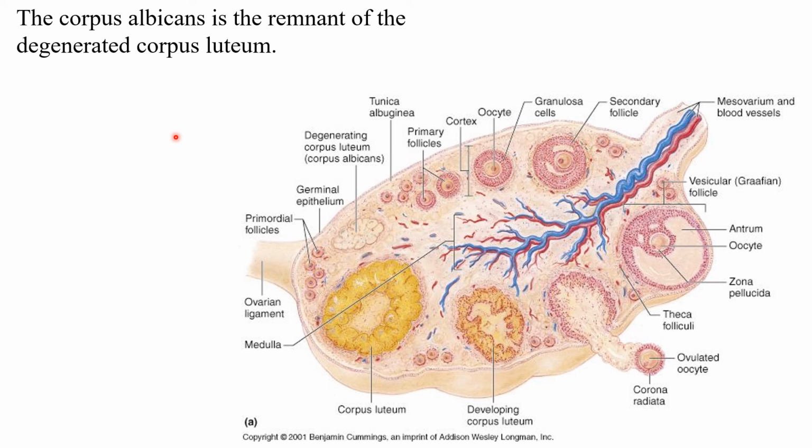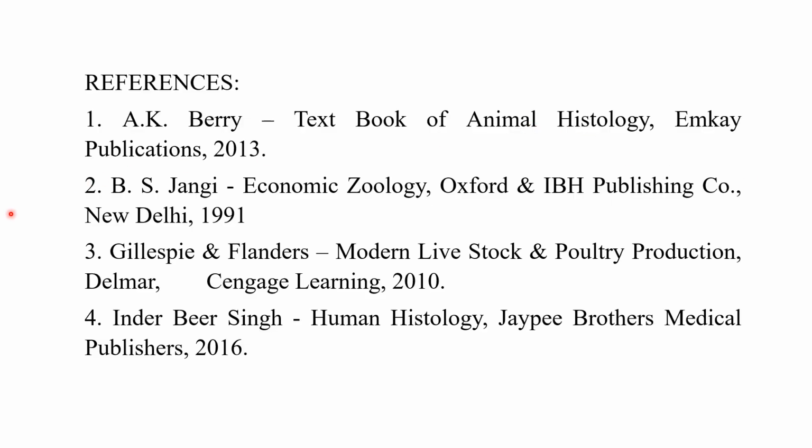So once this happens, if there is no fertilization, no pregnancy, then the corpus luteum generally degenerates, forming a structure called corpus albicans, which could be seen in this figure as a degenerating corpus luteum. That's all about the histology of mammalian ovary.